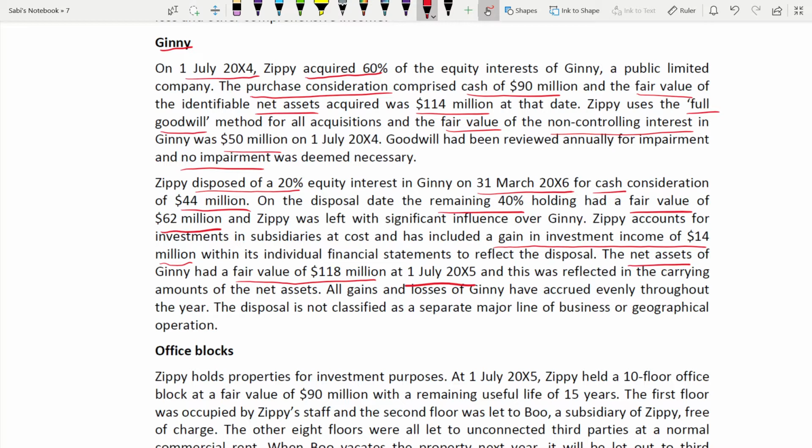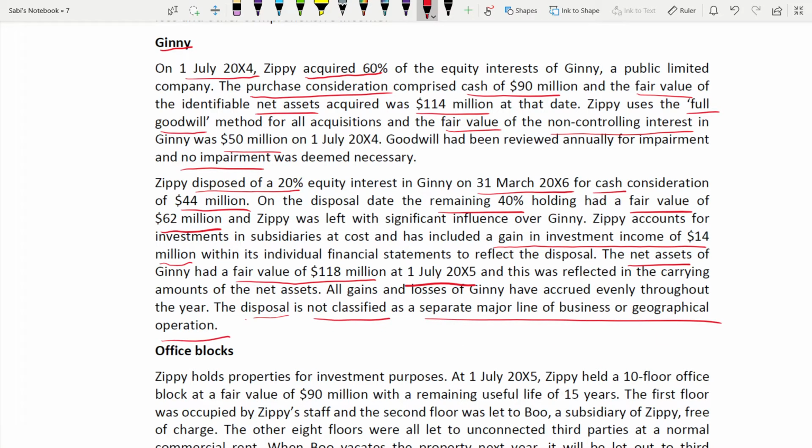All gains and losses occurred evenly throughout the year. The disposal is not classified as a separate major line of business or geographical operation. The reason why they have given this statement is that this disposal is not classified as a separate major line of business or geographical operation. Why is this statement given?